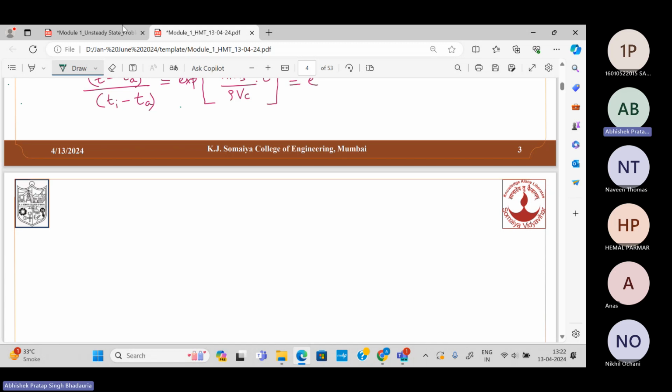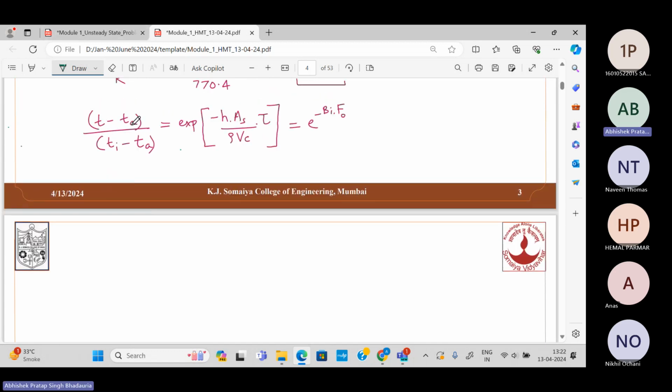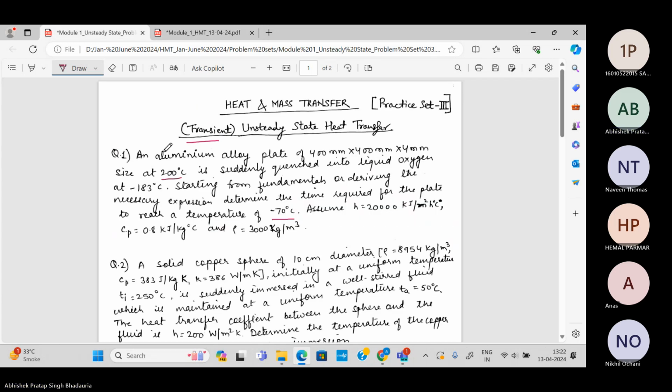So what is the T here? We have to identify what is T, what is Ta, what is Ti. The aluminium alloy plate is at 200 degrees Celsius, so that means it is the initial temperature of this plate. That means Ti is 200 degrees Celsius, right? Now it is suddenly quenched into liquid oxygen at minus 183 degrees Celsius. That means the ambient temperature, Ta, is minus 183 degrees Celsius, right?